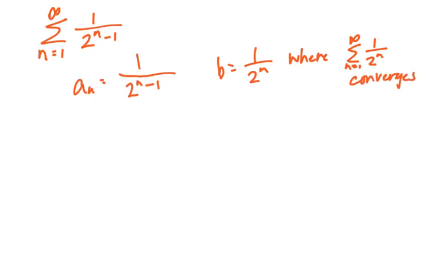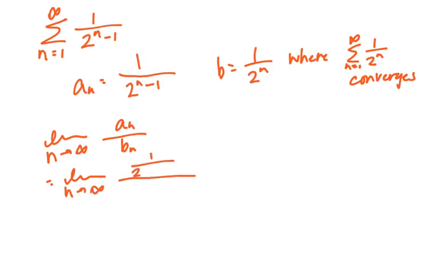Now that's important. It doesn't do you any good to look at two series where you don't know anything about either one. So let's look at the limit as n approaches infinity of a_n over b_n. So this is the limit as n approaches infinity of a_n, which is 1 over 2 to the n minus 1, over 1 over 2 to the n. Now remember that long fraction there, it means to divide.